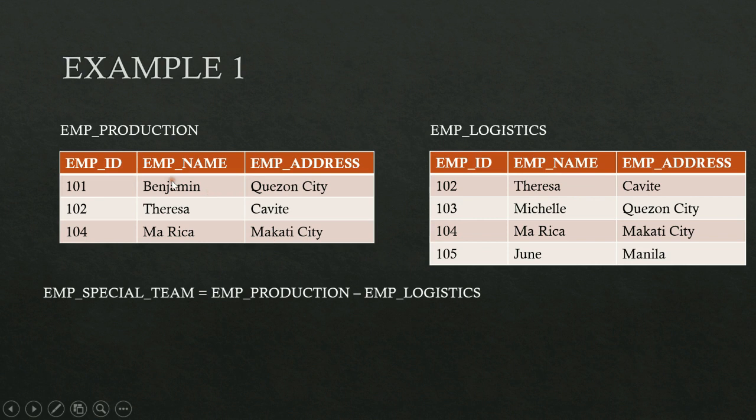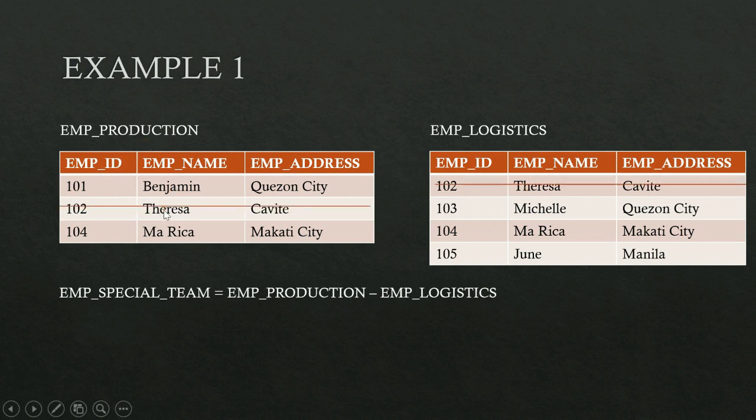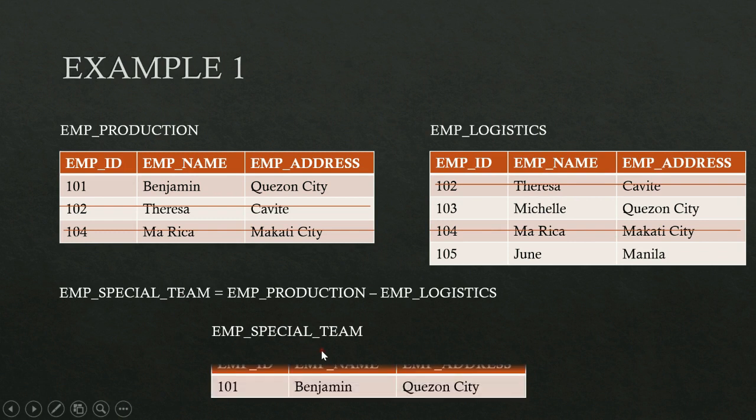So from our production, employee Benjamin is not in logistics, so Benjamin is okay. Teresa, you can cross out because she is in logistics. Mariorica is also in logistics, so we can cross her out. So who will remain in the special team employees? It will be only Benjamin.